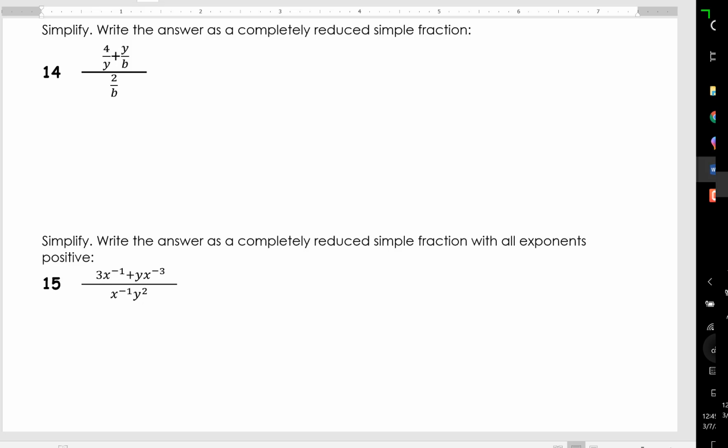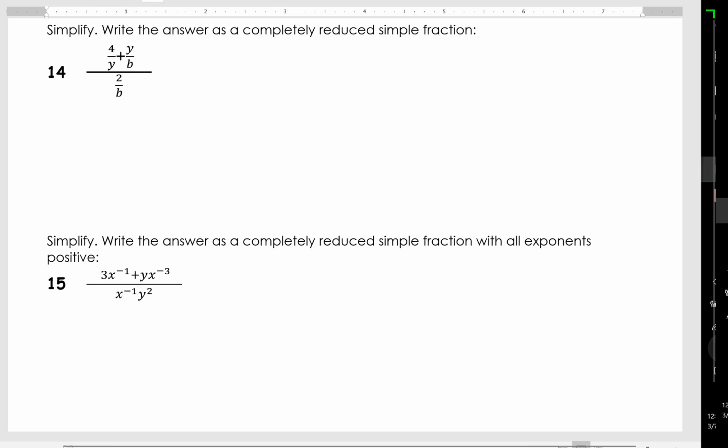So I think I will go ahead and show you how to do this both ways. One way you can do it is to look at the little fractions, 4 over y, y over b, and 2 over b, and look at their denominators, y, b, b. And find the least common denominator for those three denominators, which would be yb. The two factors involved here are y and b. So the least common denominator for those three fractions is going to be yb.